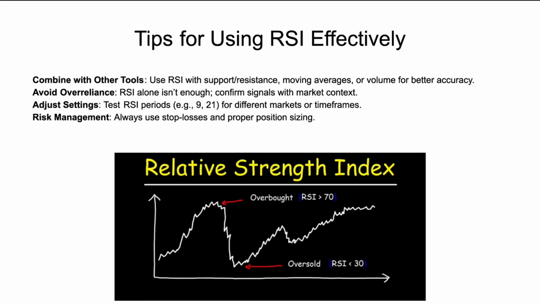Now, tips for using the RSI effectively. Want to crush it with RSI? Combine it with other tools like support and resistance or moving averages for better accuracy. Don't rely on it alone. Confirm those signals. Try tweaking the period: 9 for short term, 21 for long term. And always, please use stop losses and smart position sizing. This checklist has you covered. And if you have any questions, comment down below or join the website.